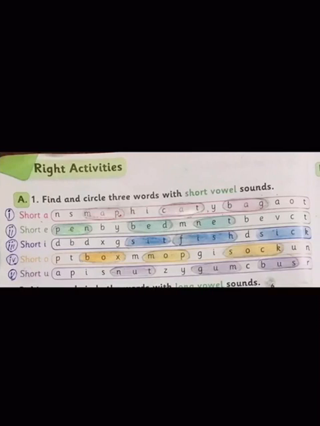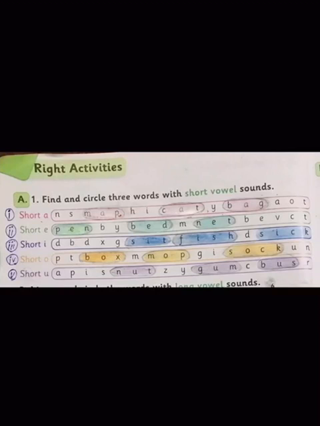This part is about short vowel sounds. Find and circle three words with short vowel sounds. We have different letters in front of every vowel, and we have to make words with the short vowel sound from these given letters in the boxes. You can see that these words are filled in with different colors to make them easier to understand.